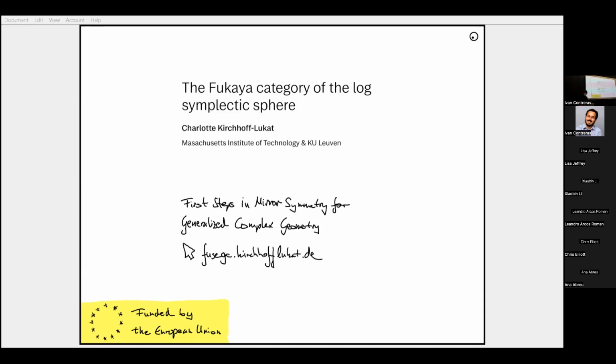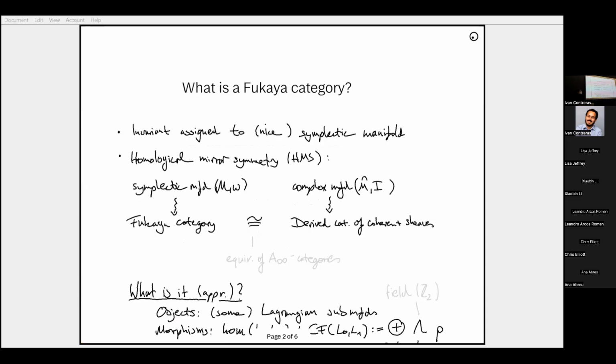So today I'm going to zoom in on the particular sub-project that I'm working on right now. This is about associating a Fukaya category to a log symplectic surface. Today we're going to focus on the very simplest example of a log symplectic surface, which is a certain log symplectic structure on the sphere.